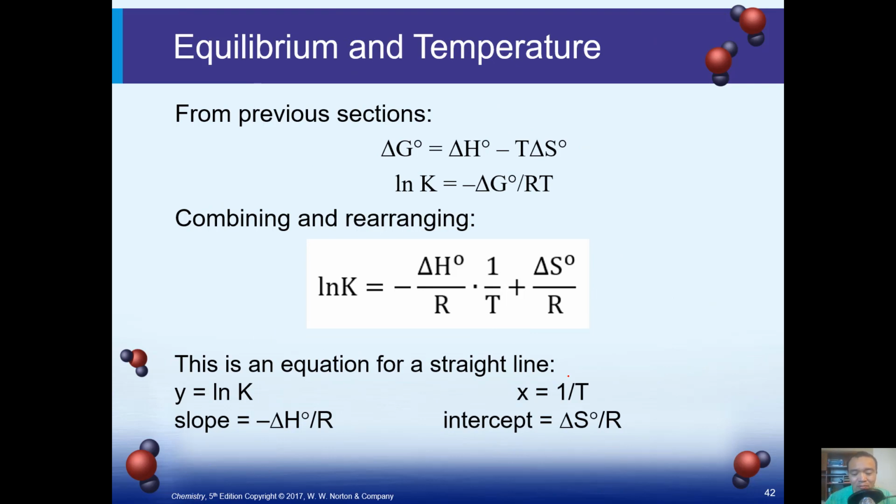So when we were talking about chemical equilibrium, we mentioned the equilibrium constant is dependent on temperature. Let's talk about the details. As derived previously, we have a relationship between delta G, delta H, and delta S. We also have a relationship between K and delta G.